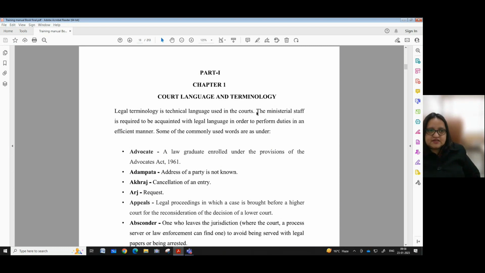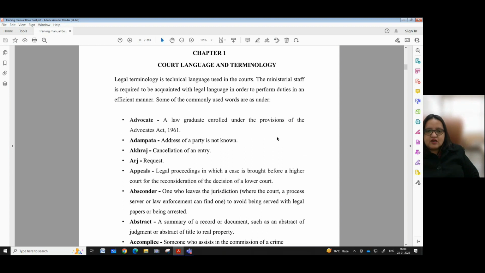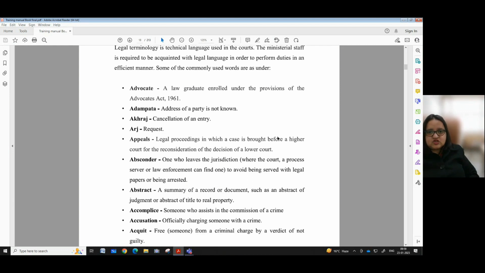Legal terminology is technical language used in the courts. The ministerial staff is required to be acquainted with legal language in order to perform duties in an efficient manner. Some of the commonly used words are as under: advocate, a law graduate enrolled under the provisions of the Advocates Act 1961. Adampata, address of a party is not known. Akraj, cancellation of an entry. Urge, request. Appeals, legal proceedings in which a case is brought before a higher court for the reconsideration of the decision of a lower court.